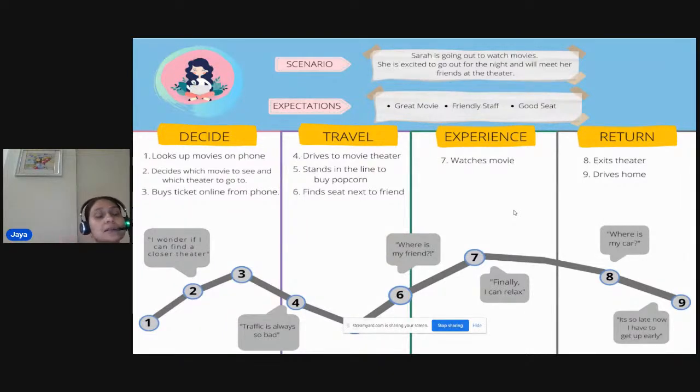But here, the scenario for these four points is a movie theater where Sarah enjoyed her movie with her friends, with good staff, a good ambience, a good theater, and the theater was near to her. So this is what the customer journey is when she travels from one point to another to get to the destination she requires.